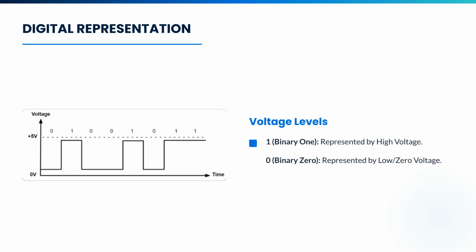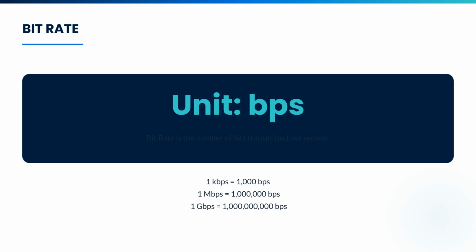In digital representation, binary ones, 1, are represented by a high voltage level. Binary zeros, 0, are represented by a low or 0 voltage level. The image on the left shows this representation. Bit rate is the number of bits transmitted per second, and its unit is bits per second, or bps. Larger units include kbps, Mbps, and Gbps, representing thousands, millions, and billions of bits per second, respectively.